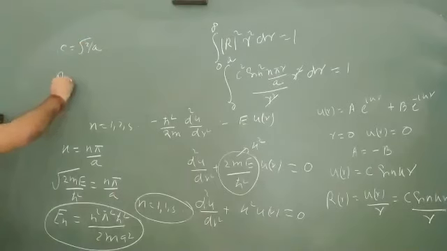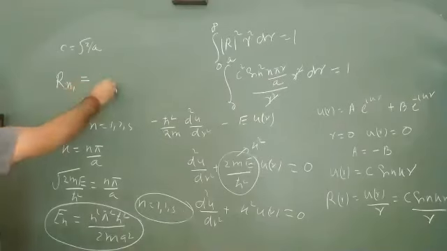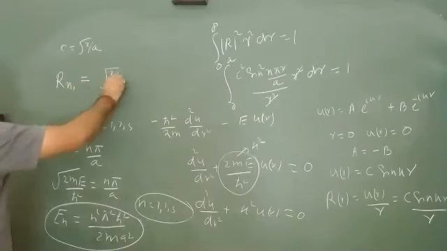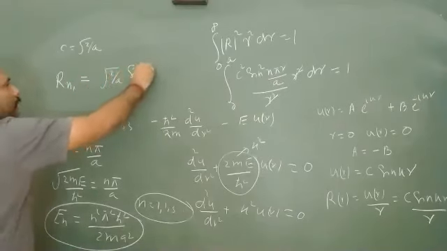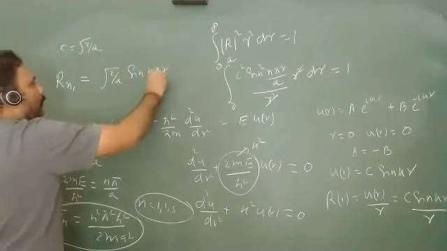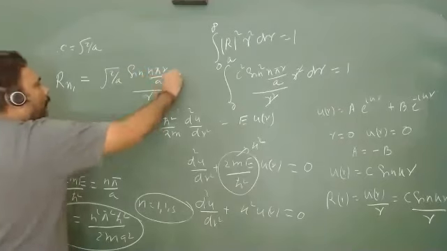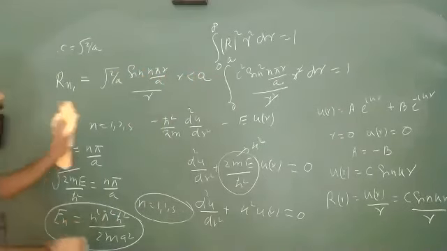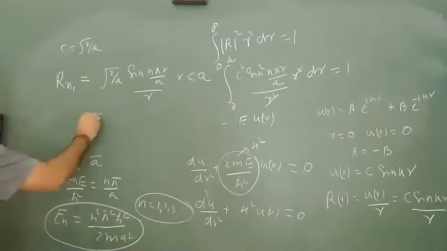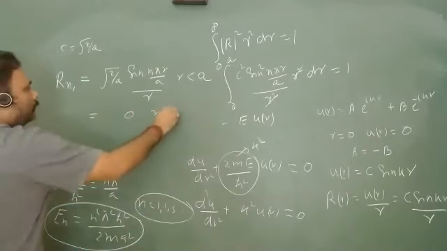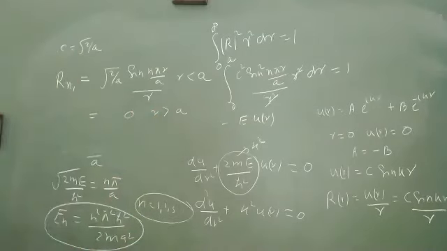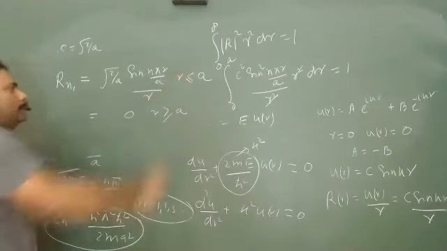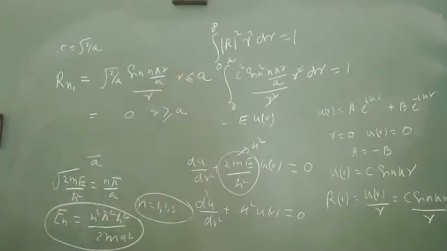The radial wave function Rn is root 2 by a sine n pi r upon a by r when r is less than a, and this will be 0 if r is greater than a. That's it. Even you can use this particular thing because it is continuous. So this is the radial wave function.